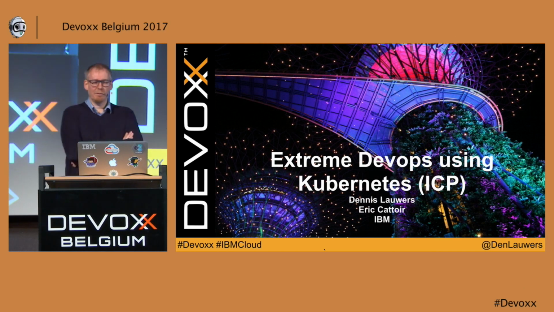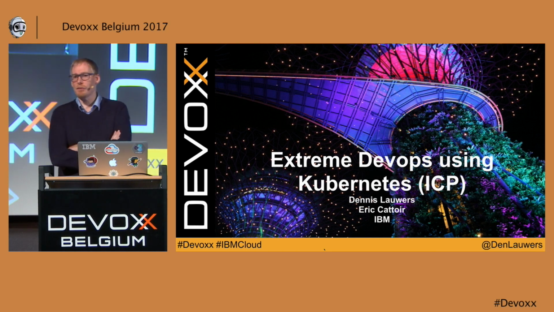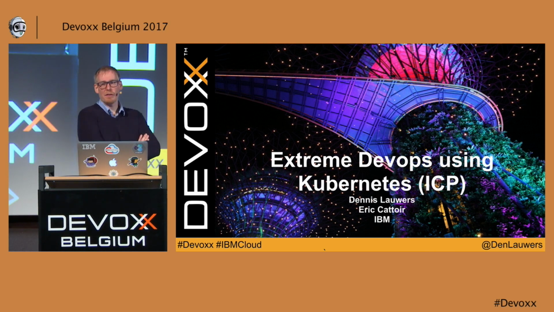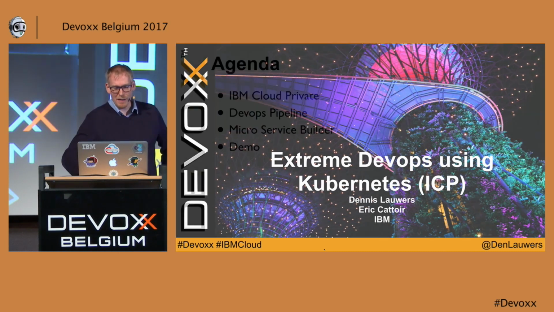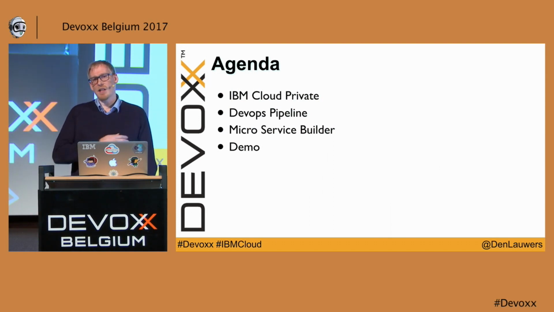Good morning, everybody. So, welcome to this session about extreme DevOps using Kubernetes. This is, of course, a sponsored talk by IBM, and we will be talking about, most of the time, the IBM distribution of Kubernetes. So, that's why you will see ICP. ICP stands for the strange name IBM Cloud Private. And this is our implementation of a private cloud, hosting a multitude of cloud types, including the Kubernetes environment.